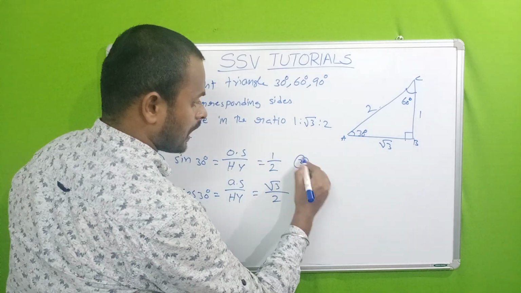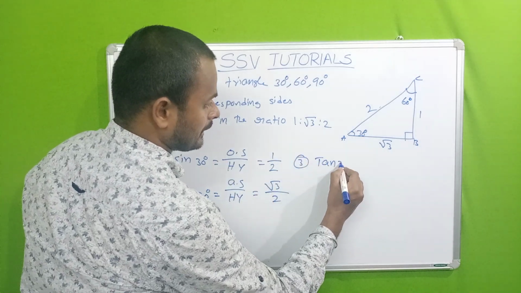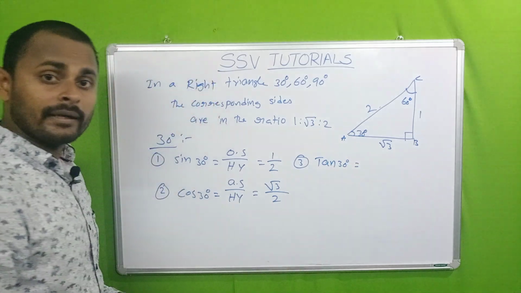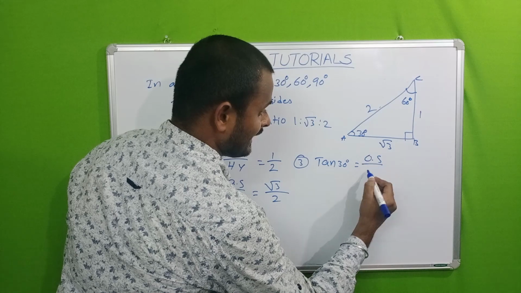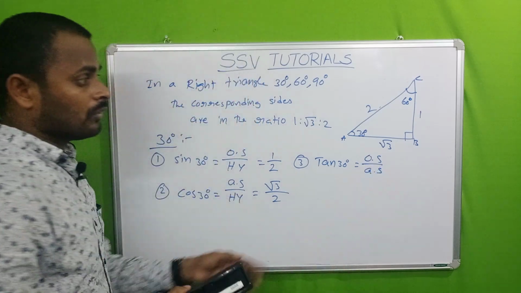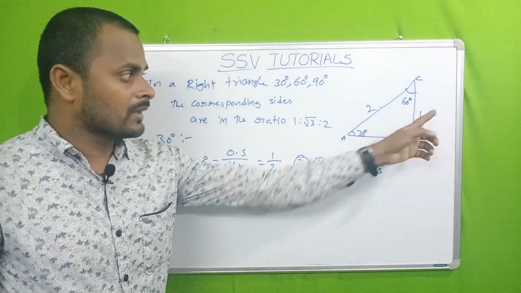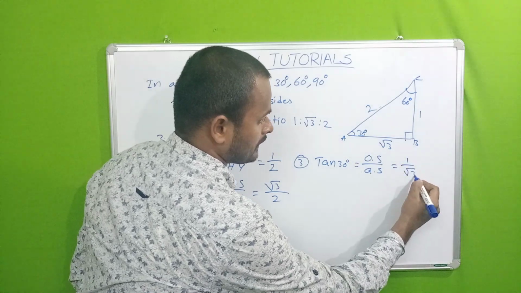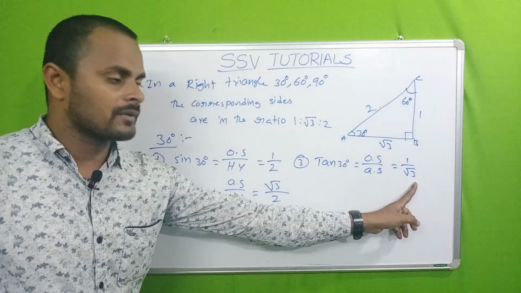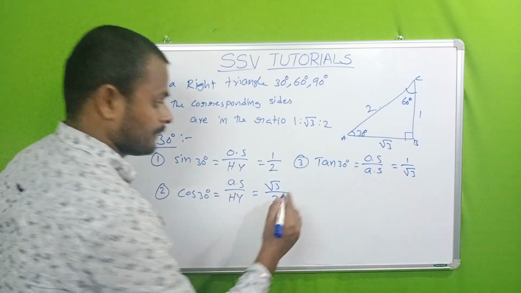Next, third one, tan 30. What is the formula of tan? Opposite side by adjacent side. For 30, the opposite side is 1. Adjacent side is √3. So tan 30 is equal to 1/√3.